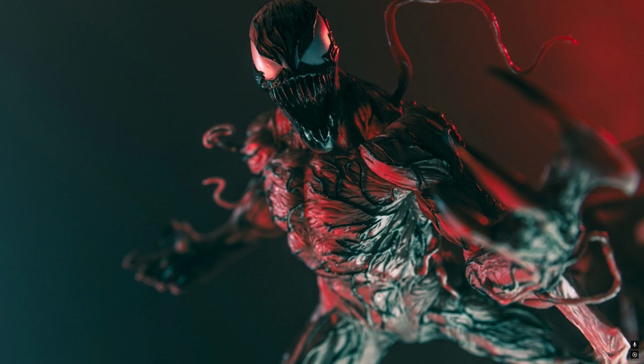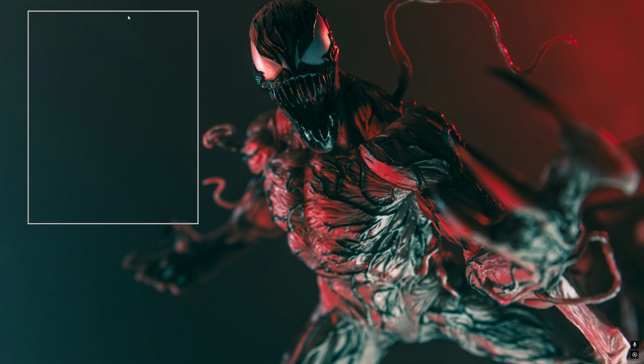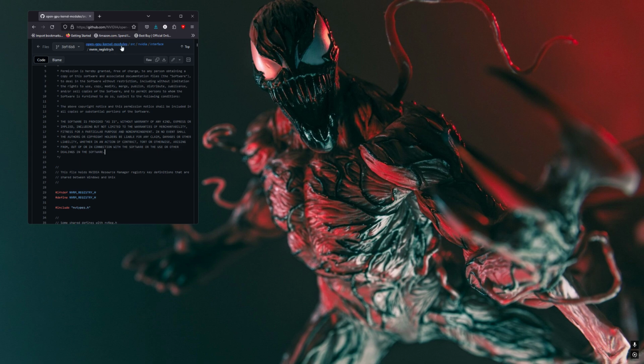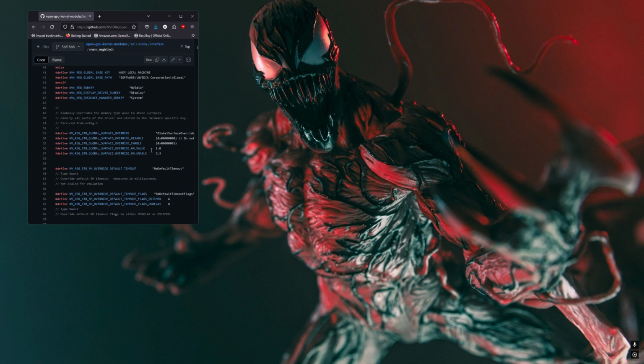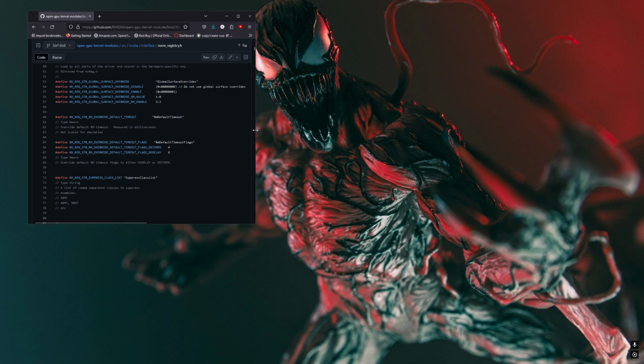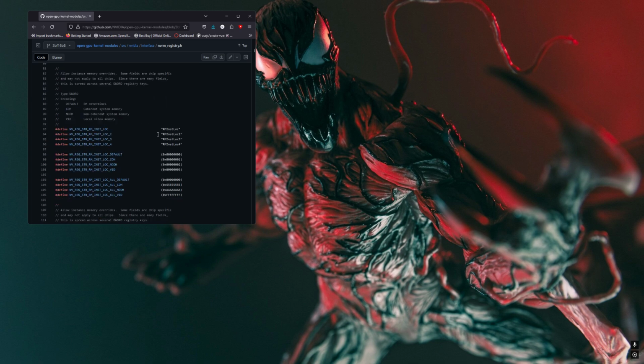Thankfully, Nvidia has actually opened up their drivers and the information about their kernel modules on GitHub. For this one, for example, I'll be linking all of these in the description so you guys can see this for yourself as well. This file holds resource manager registry key definitions that are shared between Windows and Unix. Specifically, it gives you all sorts of different values, and it shows you all sorts of different information about each registry key.